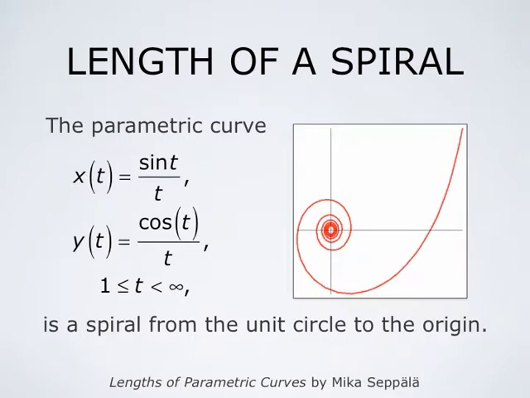The parametric curve x of t equals sine of t divided by t, y of t equals cosine of t divided by t, t from 1 to infinity, is the red spiral shown in this picture. It is a spiral that starts from a point on the unit circle and goes to zero. The point x of t, y of t lies at the distance 1 over t from the origin. As t grows, this distance becomes smaller and approaches as its limit zero.